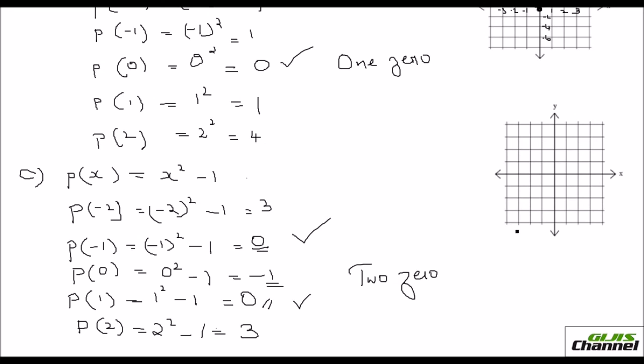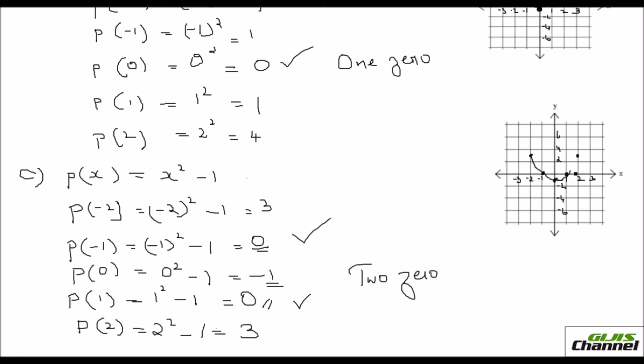So in the graph, I have to give the values here, right? 1, 2, 3, -1, -2 and -3 here. Here 2, 4, 6. You have -2, -4 and -6. Okay, let's plot. So when x is -2, it is 3, so it is here. At -1 it is 0. At 0 it is -1, so it is somewhere here. And at 1 it is again 0, so it is here. At 2 it is 3. Now you join these.